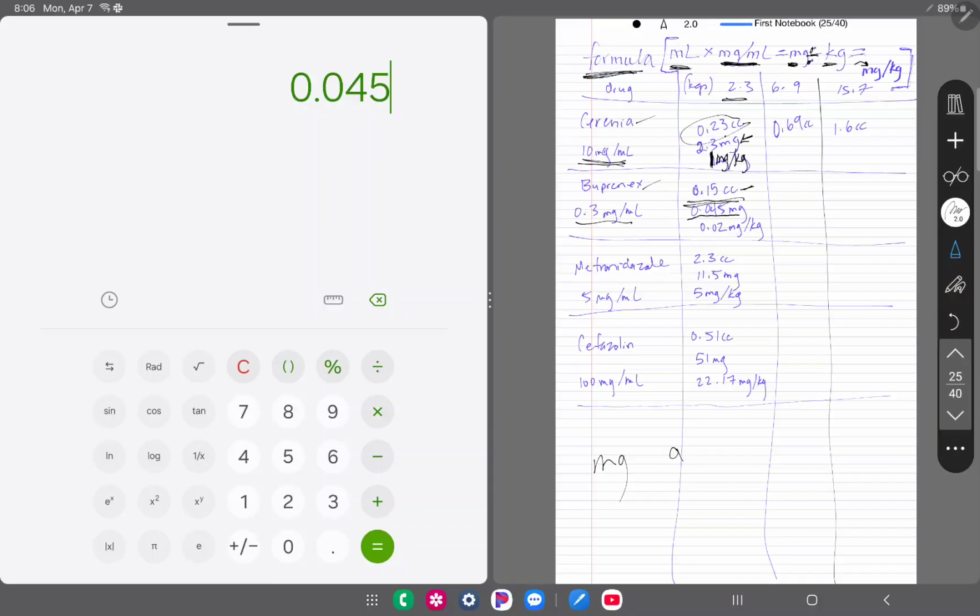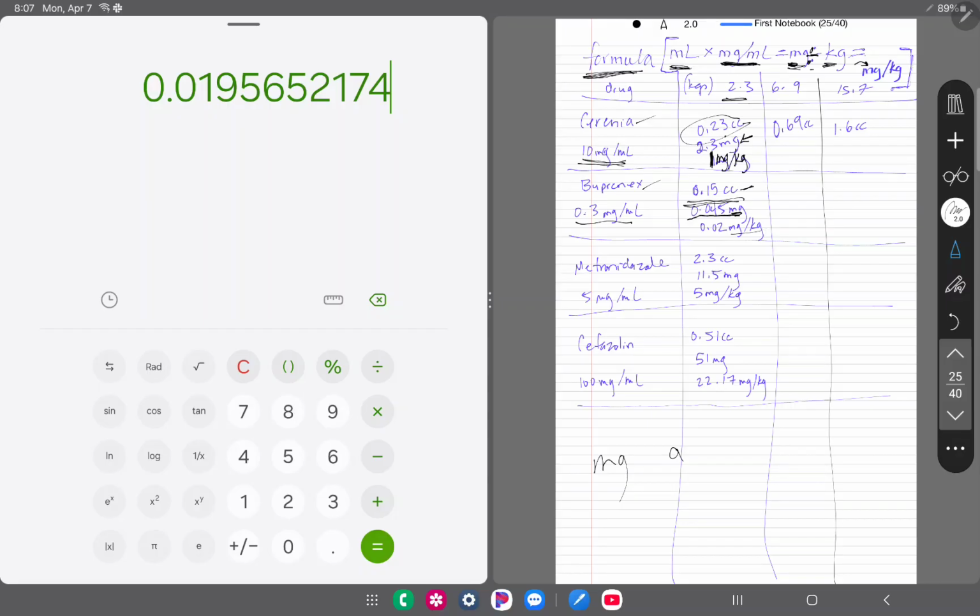Also a possibility. So if we take that 0.045 mg that we mathed out, and again it's mg divided by kg, so divided by the 2.3, that comes out to, on the calculator over here on the left, you see 0.019565, but that rounds up to roughly 0.02. So 0.02 mg per kg, great. That's a midline dose. You can do that.